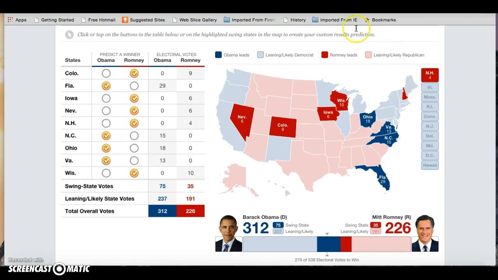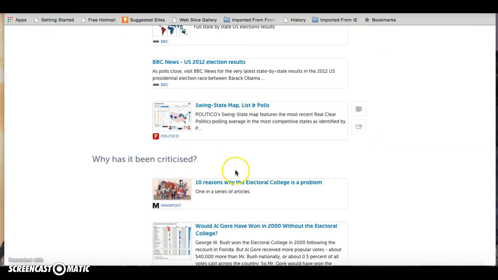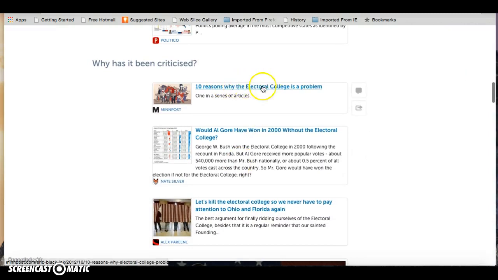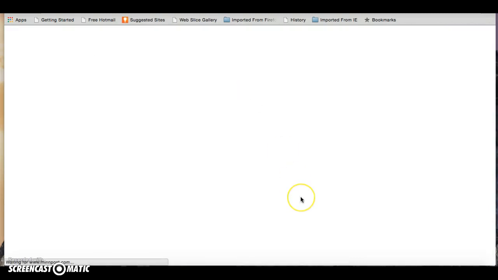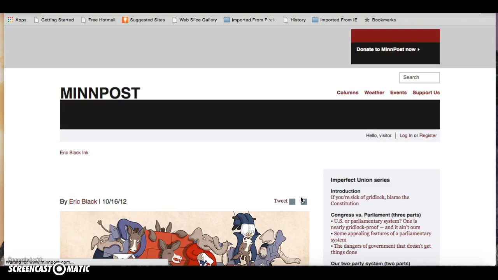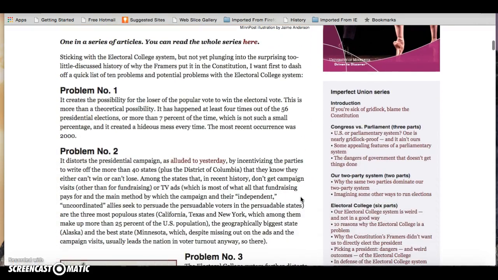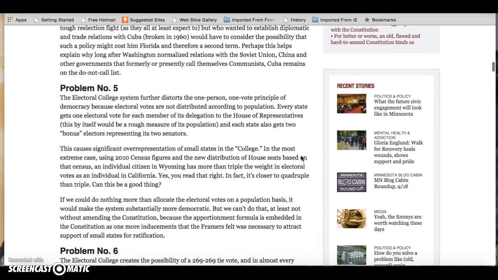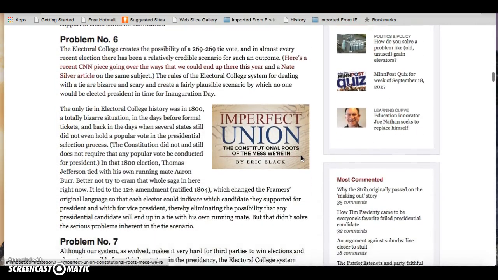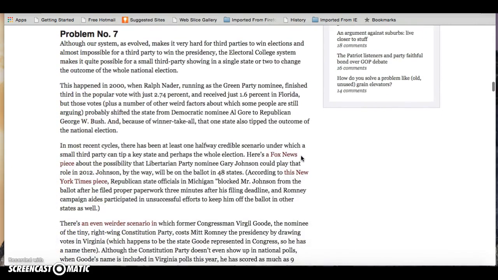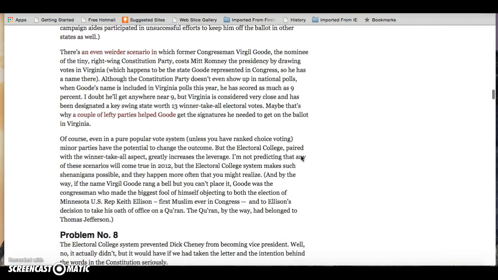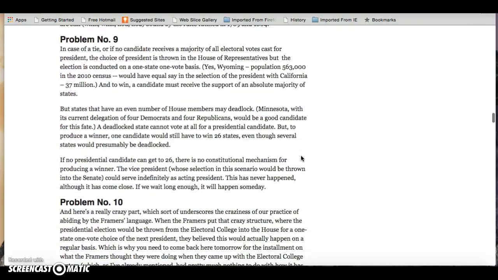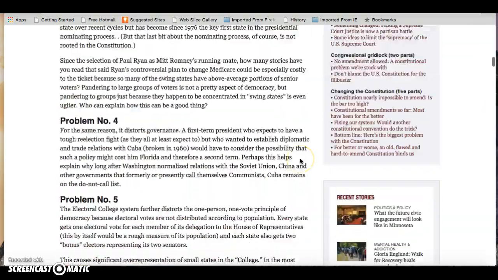An additional criticism I think we can argue, I mean, this article is great. You can click on this article and there's loads of reasons. Again, pause it, make notes. Problem number 1, number 2, number 3, number 4, 5, 6, 7, 8, 9, and 10.